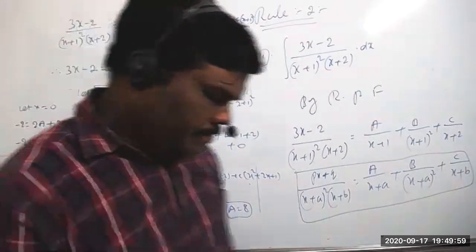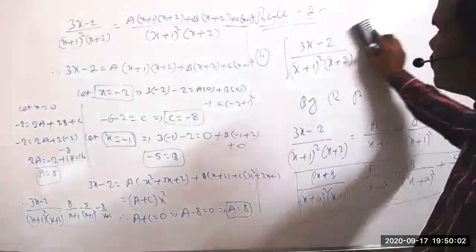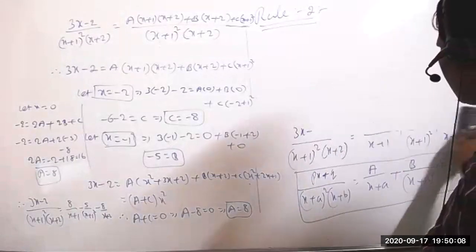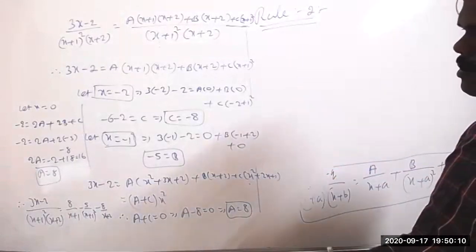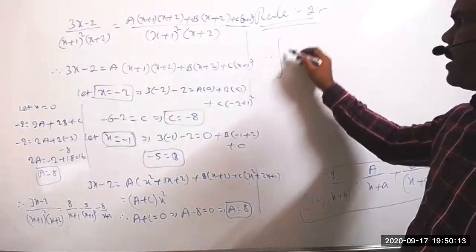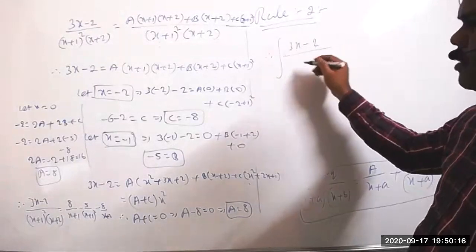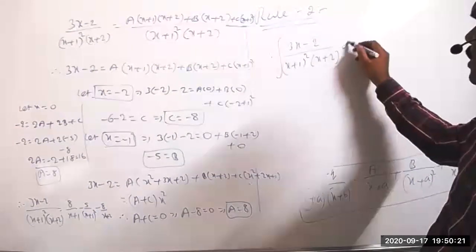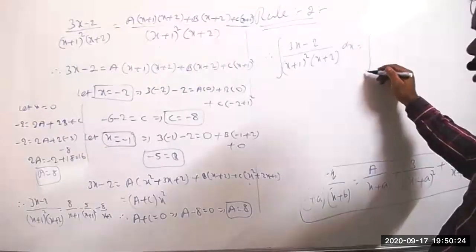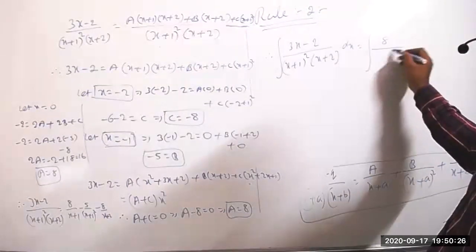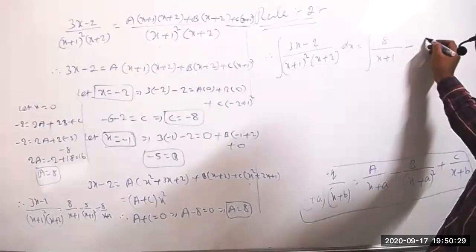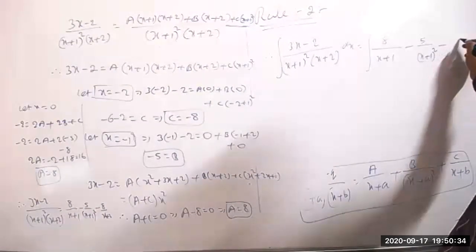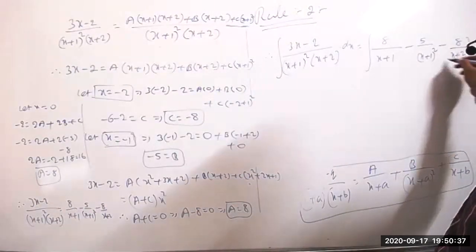Find it. So therefore, integration of (3x minus 2) by (x plus 1) whole square into (x plus 2) into dx is equal to, you can write now, integration of 8 by x plus 1 minus 5 by (x plus 1) whole square minus 8 by x plus 2 into dx.